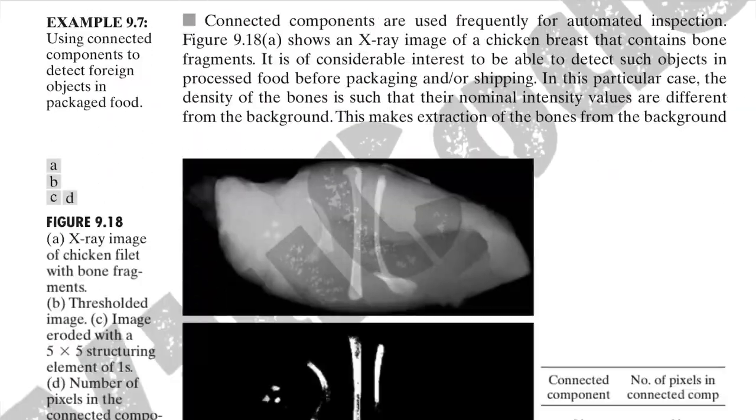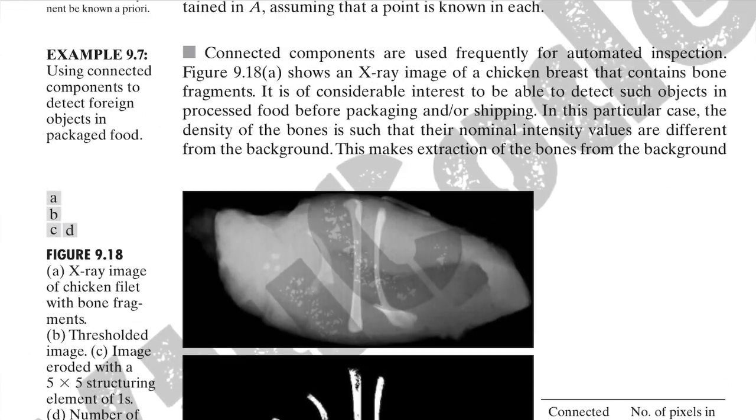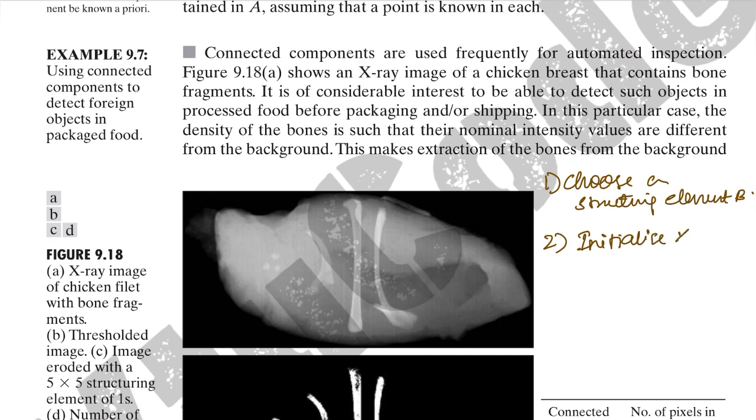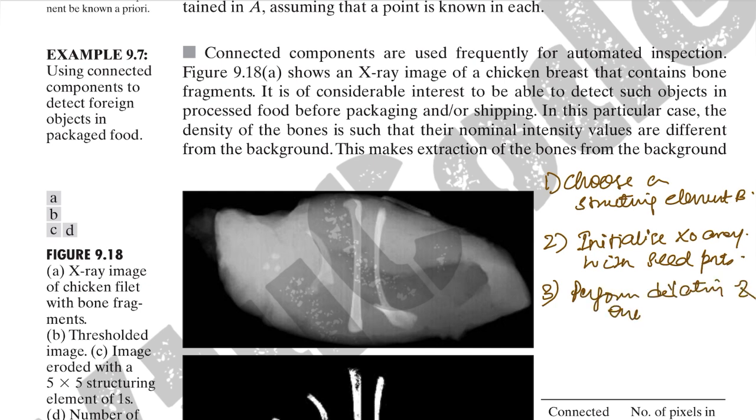The first step is choosing a structuring element B. Then you initialize the X0 array with all the seed points. Then perform dilation and erosion. Next, compute the result.